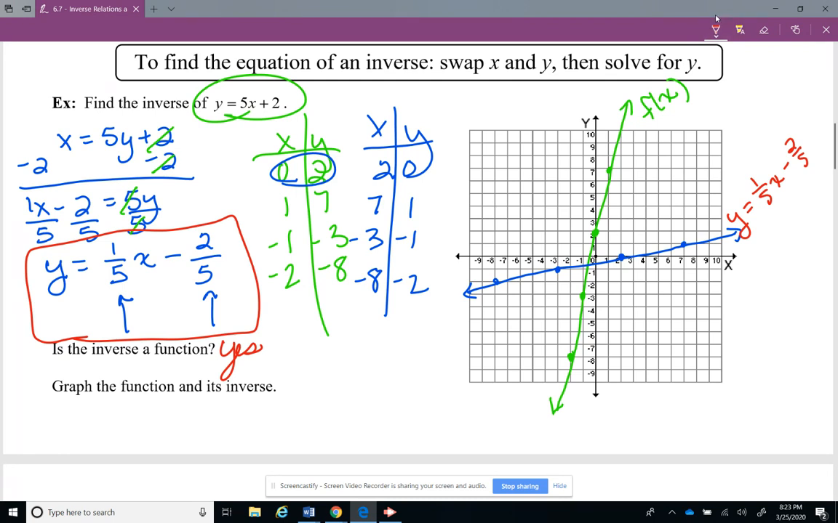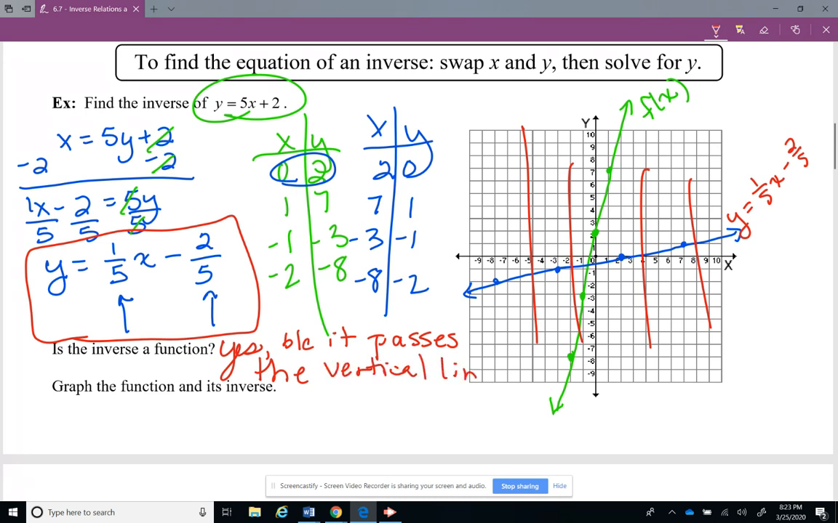We could say, let's do this one, it passes the vertical line test. There's lots of different things we could say. We could say the domain is not repeated. We could say the input is not repeated. We could say the x values are not repeated.